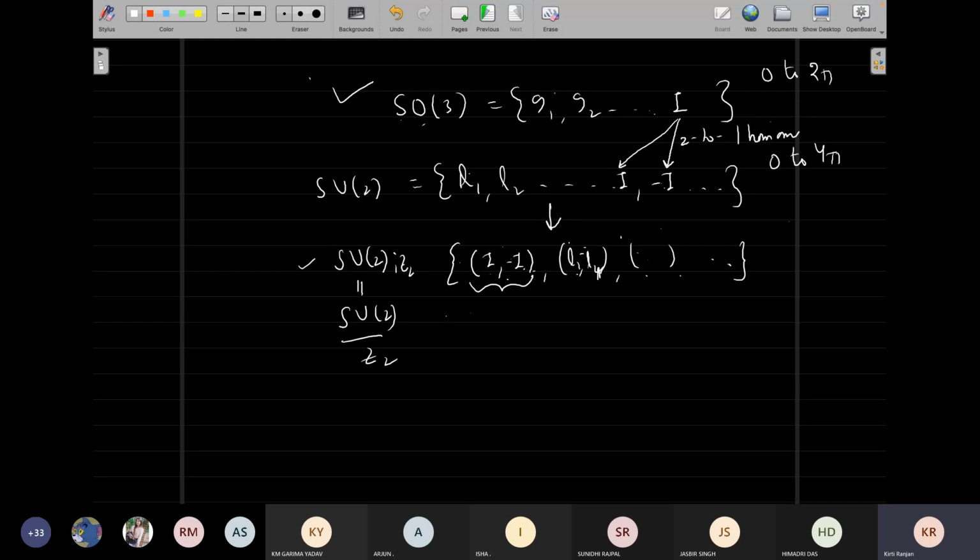So in essence, what does this mean? SU2 to SO3 is a group homomorphism. SU2 over Z2, where Z2 is a normal subgroup, I and minus I, is a group isomorphism with SO3. These are the two sentences which I said. You get the point now?